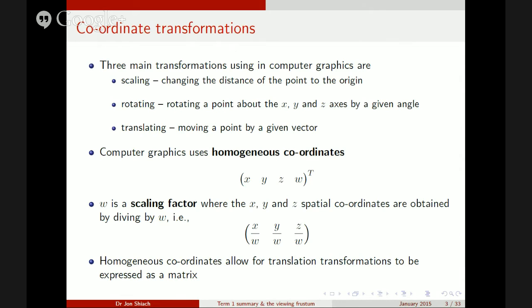Now, why do we have this 4th value? Why don't we just use X, Y, and Z for our coordinates? Well, for scaling and rotation, that's fine. But when it comes to translating, what we want to do is express each of those coordinate transformations in a matrix. Translating can only be done if we have that fourth element there. So the reason why we use homogeneous coordinates is so we can write translation as a matrix equation.